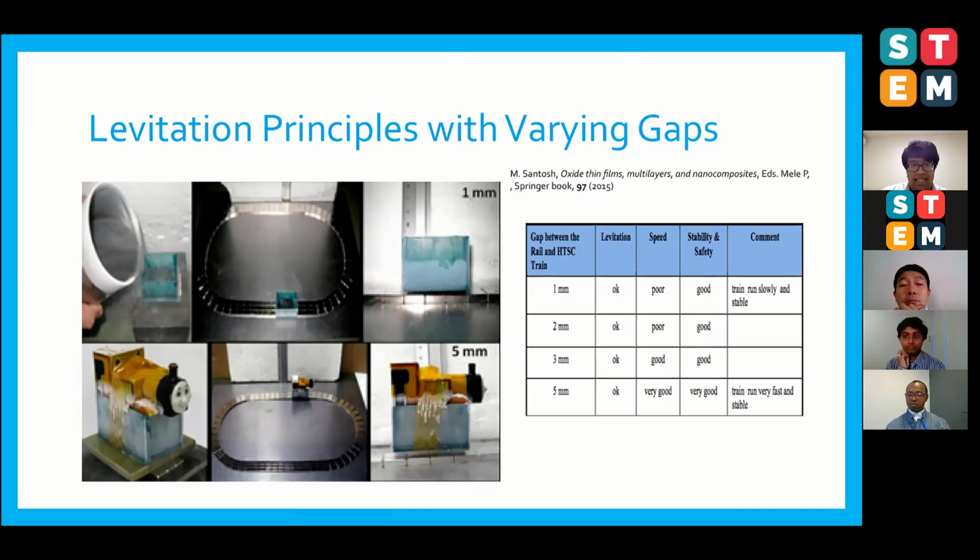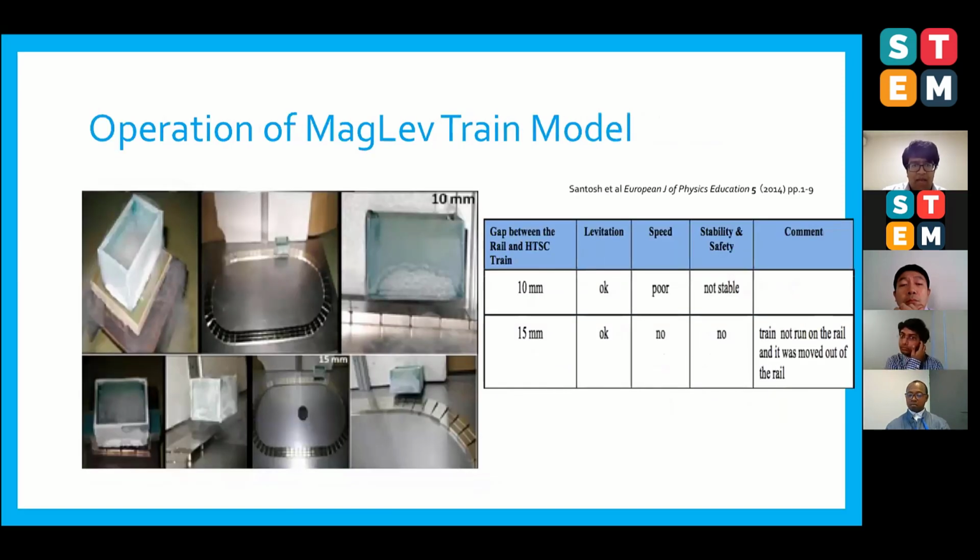And as you can see next, when we were operating maglev trains from maybe 10 to 50 millimeters, it was not the best because the gap was way too big, and the stability and safety of the train was not functioning well. So it was clearly indicated that it was not able to run properly on the track. And as a conclusion, a 5 millimeter gap was the optimum gap.